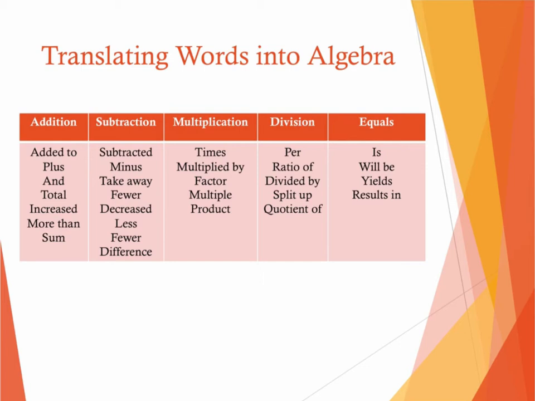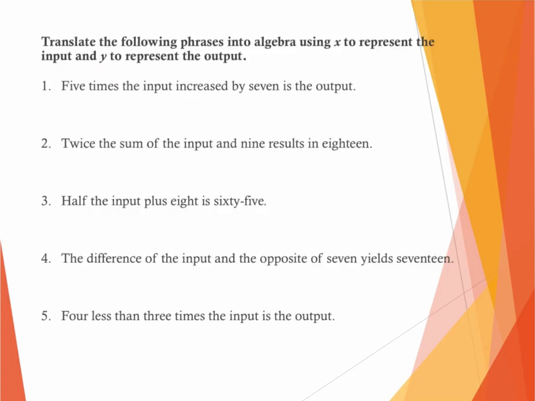And lastly are phrases that will mean our equal sign. Is, will be, yields, results in. Those types of phrases are going to be our equals. So let's start by translating phrases into algebra. We're going to use X to represent the input and Y to represent the output.